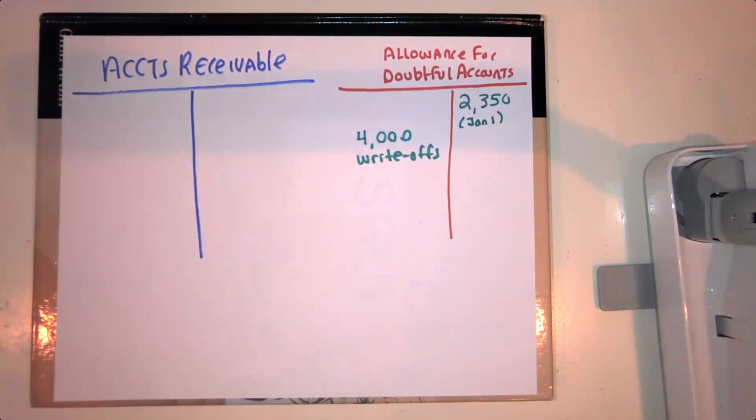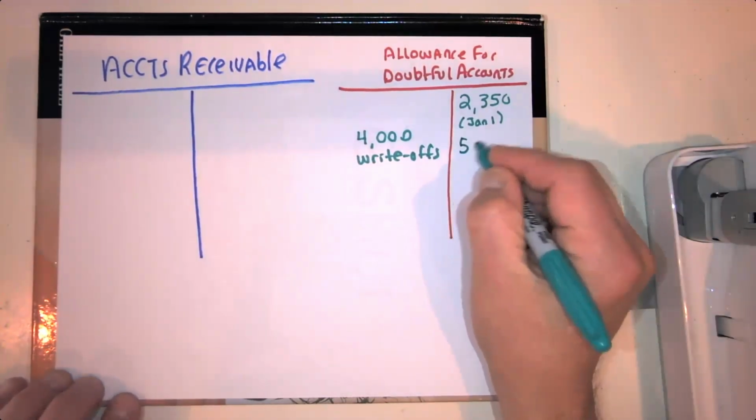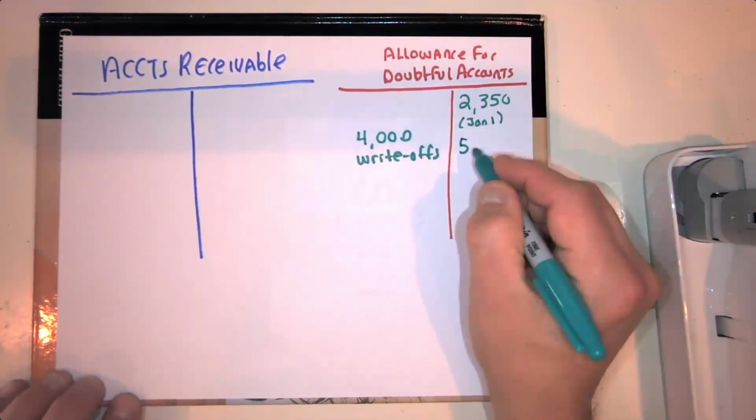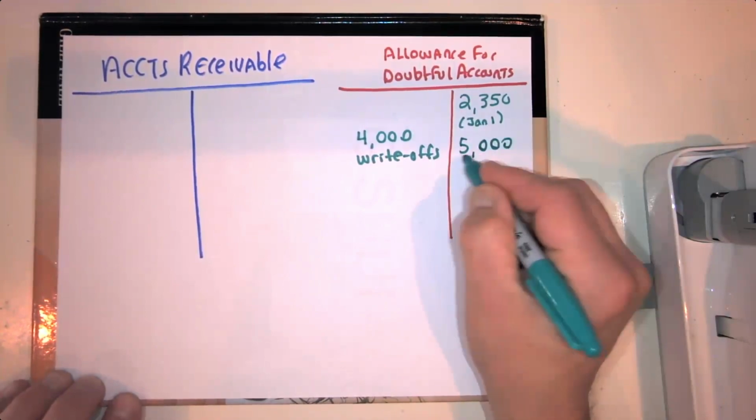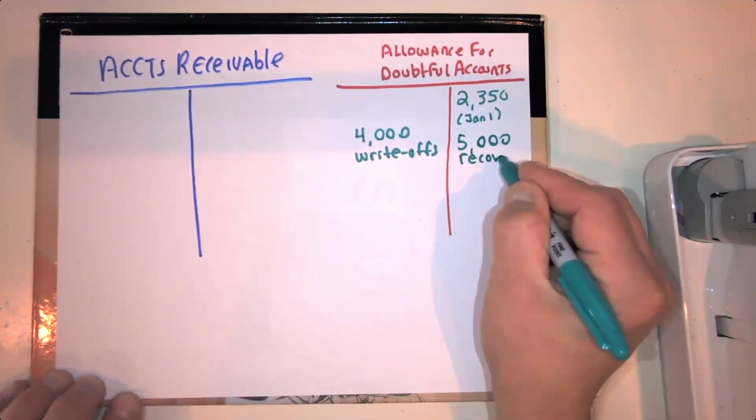Keep going, Matthew. Later in the problem, it says during 2026, they recovered $5,000 worth of accounts that had been written off the previous year. So where does that go? That would go on the credit side. Of course. We know that any recoveries that happen are an increase to the allowance. They're a reversal of a write-off. So we'll put those on the credit side.